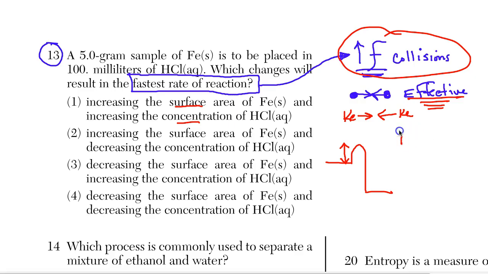What about temperature? Well, temperature is the average kinetic energy. Kinetic energy is motion. So if you increase the temperature, you're increasing the kinetic energy. So if these guys are going faster, they're going to collide more often. So higher temperatures always lead to faster reaction rates.